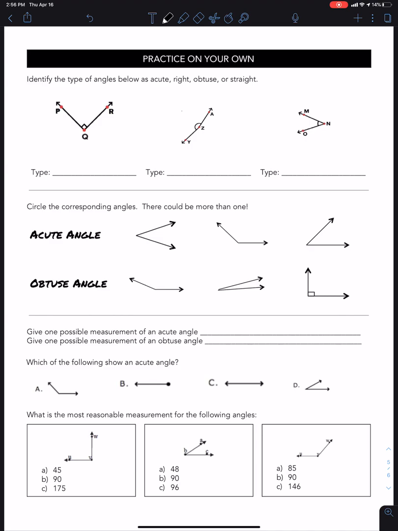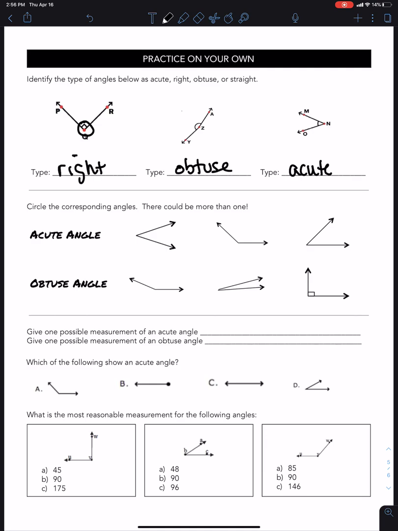For this one, remember the box tells you that it's a right angle. This one, it's bigger than a right angle. A right angle would be about right here. It is bigger than that, so it is an obtuse angle. And then this one right here is smaller than 90 degrees, so that means it is an acute angle.